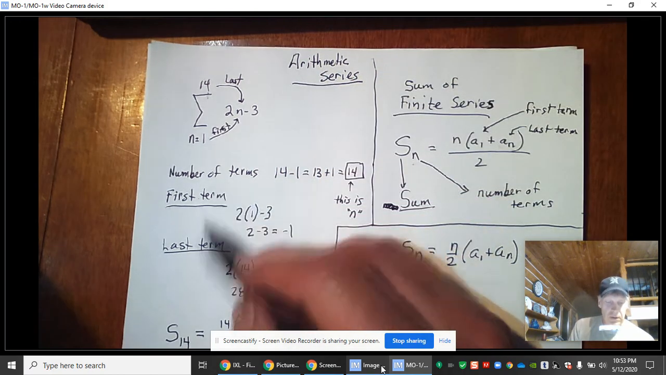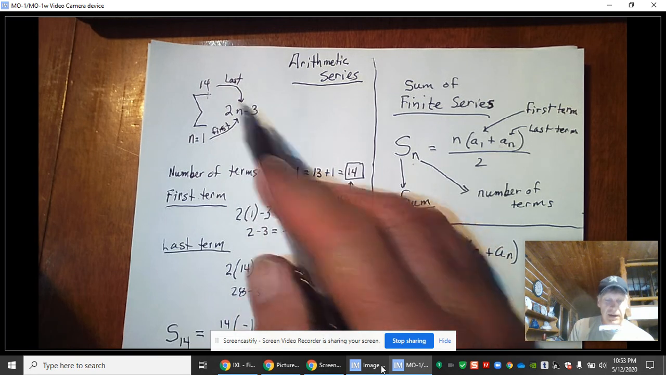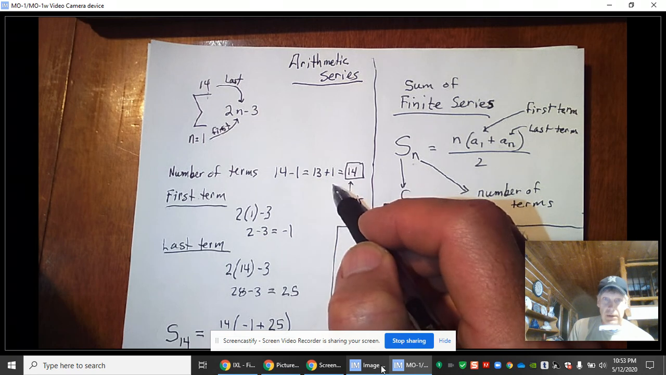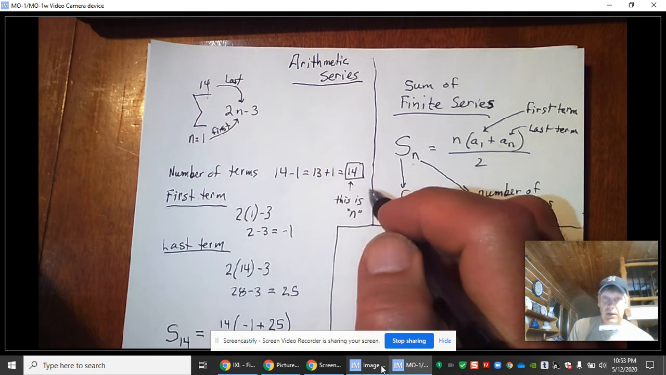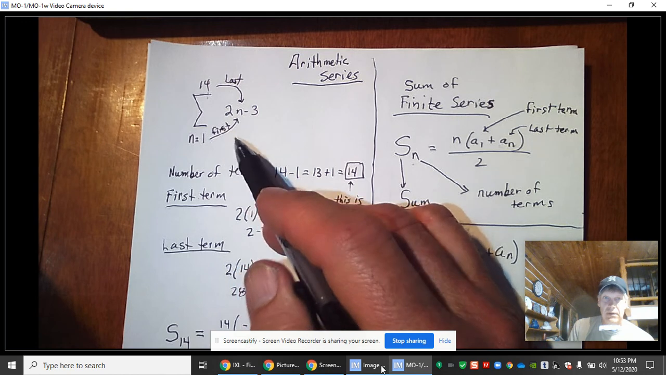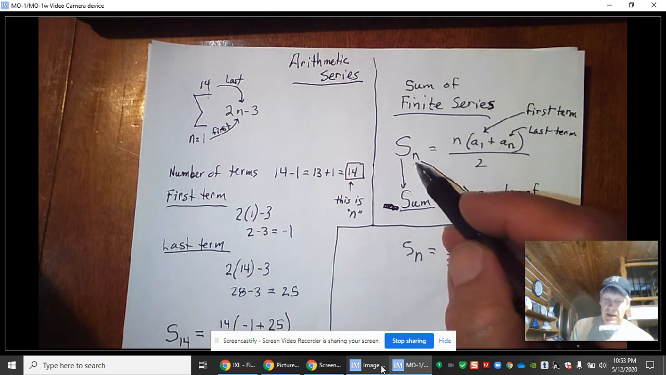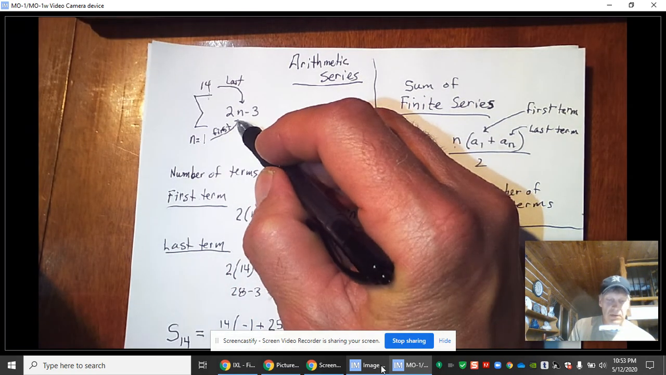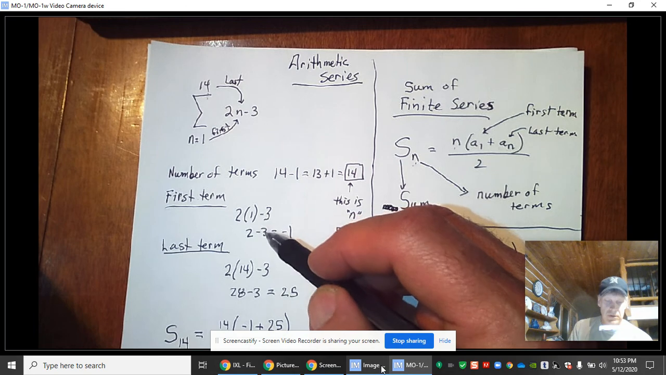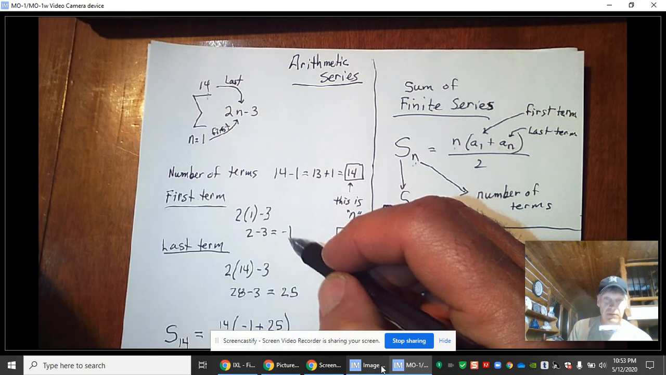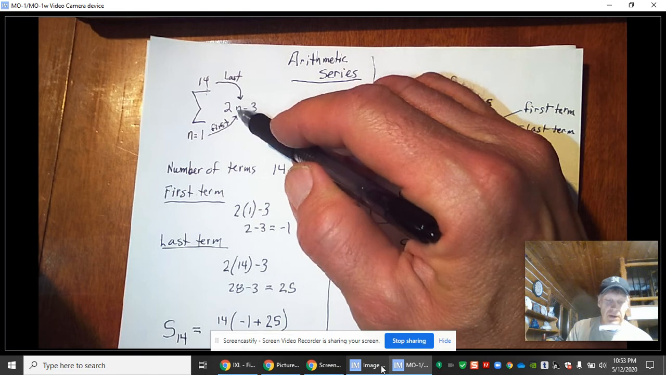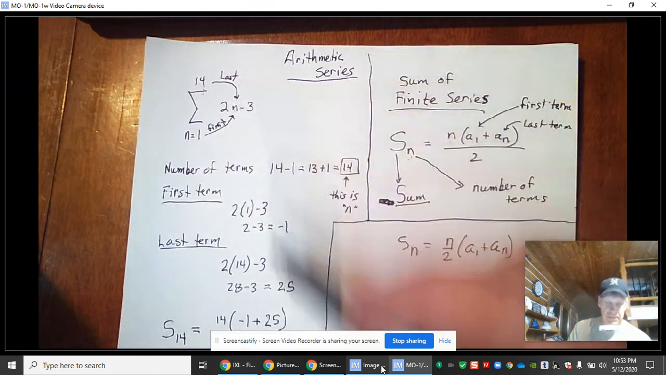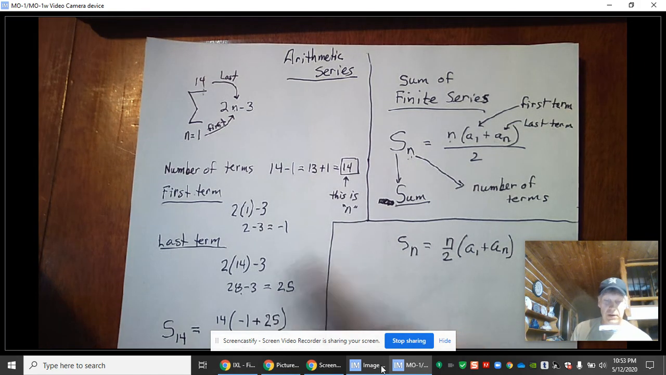So here are the quick things you need to find. I need to find how many terms are here. Quick, 14 minus 1 is 13, add 1 because you're counting that first term, and I get 14 terms in this sequence. So n is going to be 14. To get my first term, you plug in 1: 2 times 1 is 2, 2 minus 3 is negative 1. So negative 1 is my first term. To get your last term, plug in 14. You plug in the first one, you plug in the last one. 2 times 14 is 28, minus 3 is 25.